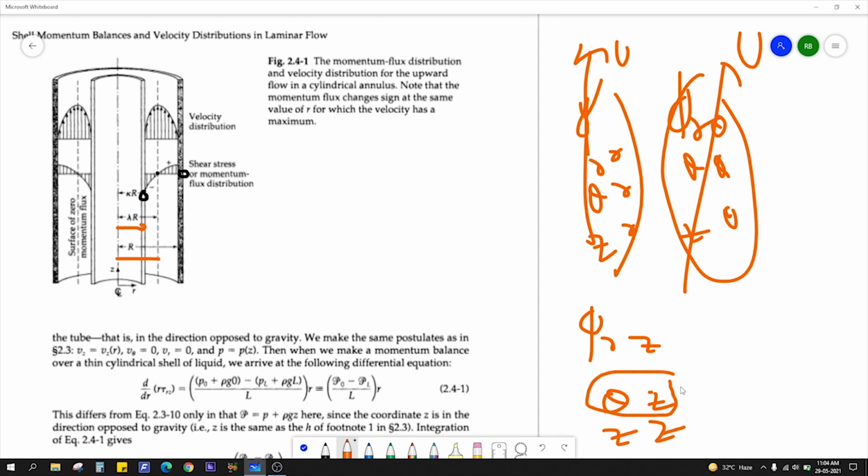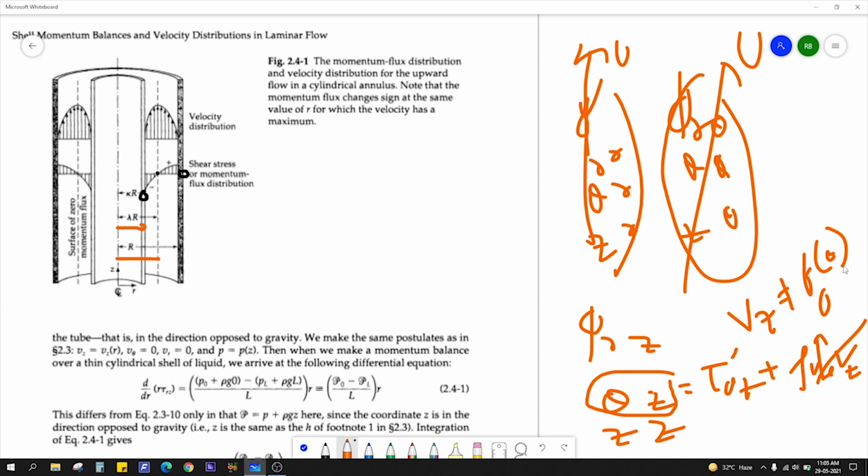As I discussed earlier, only the term tau theta z plus rho v theta v z remains. V theta is 0 because there is no rotation, there is no flow in the theta direction, so this whole term will be 0. Again, this will be 0 because Vz is not a function of theta. Velocity is not changing along the theta direction, so this term will be 0. Only two terms are left, this and this, as discussed earlier.